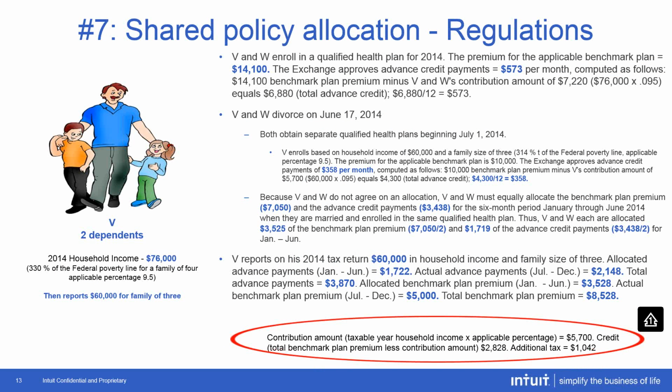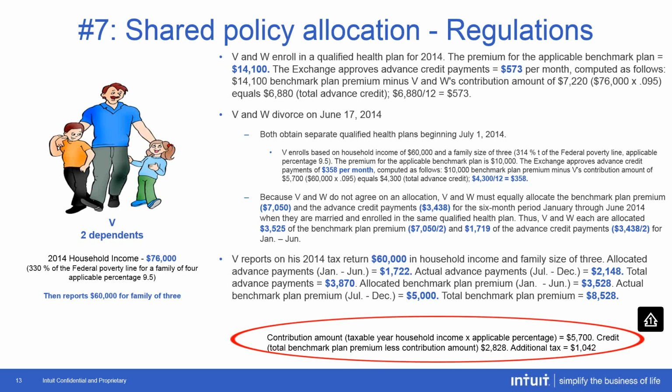Taxpayers V and W are married and have 2 dependents. In 2013, the exchange for the rating area where the family resides determines that their 2014 household income will be $76,000. V&W enroll in a qualified health plan for 2014. The premium for the applicable benchmark plan, $14,100. The exchange approves advance credit payments of $573 per month.